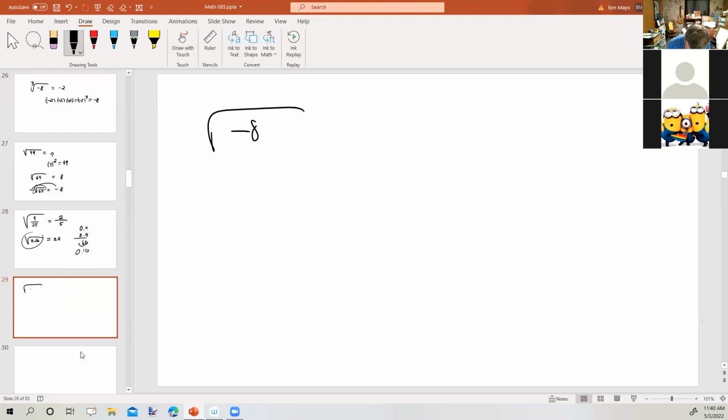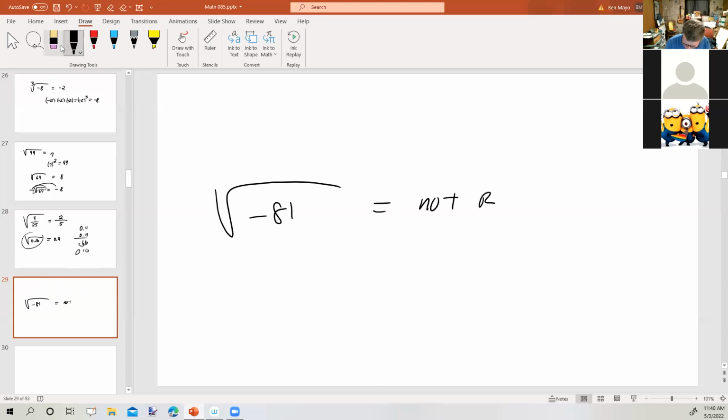Let's see here. What about the square root of -81? Let's write that a little better. Square root of -81. What would that be? Not real. It's negative. You can't take an even root of a negative number.